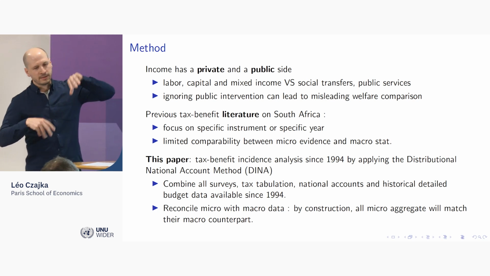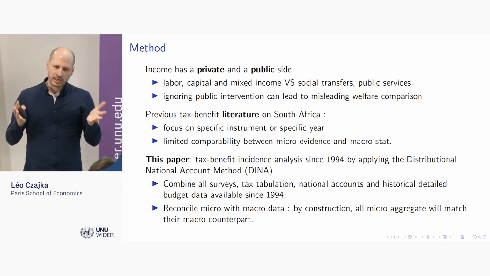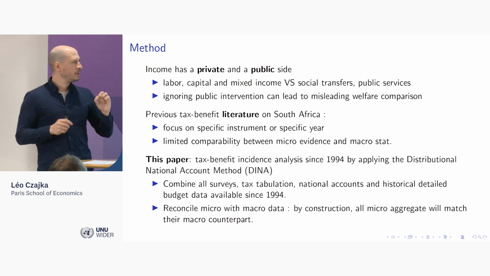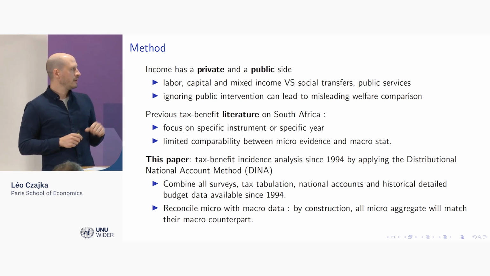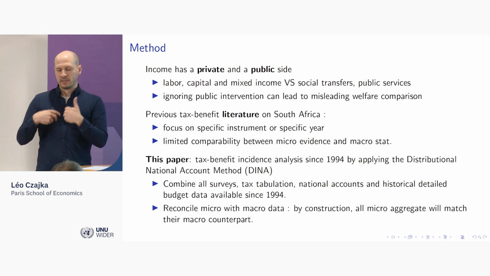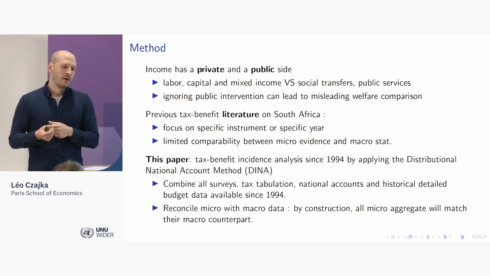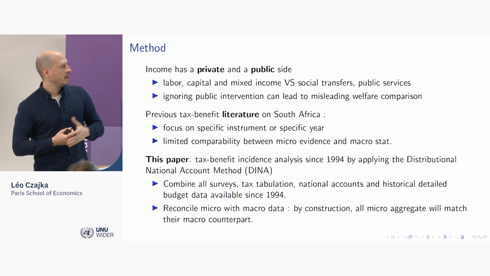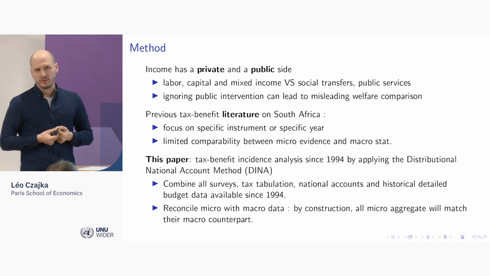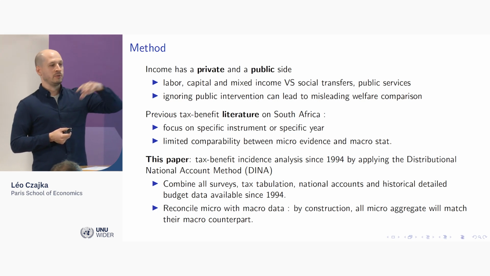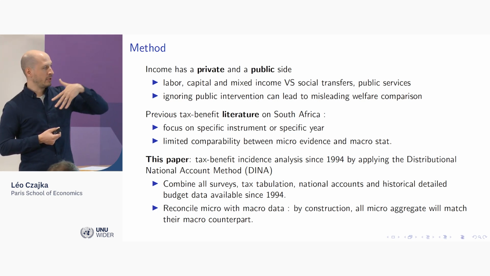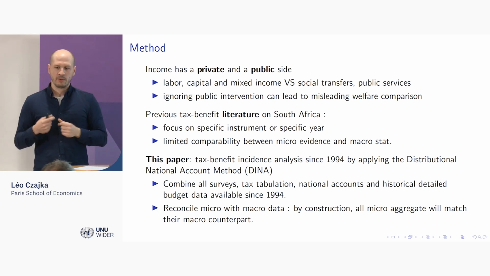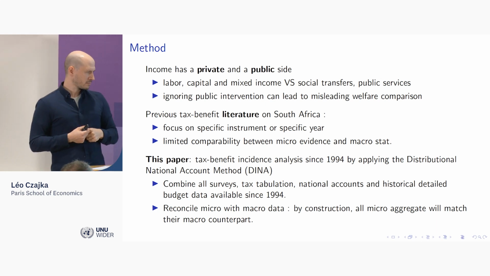Previously, the tax and benefit literature in South Africa is quite extensive, but so far it has been focusing either on some specific tax instrument or on a specific period, a specific year. And the methodologies used so far provide little comparability between micro evidence and macro statistics. So here we try to improve on that, both by taking a broad temporal scope, looking at everything that has happened since 1994, and also by reconciling the micro and macro data.